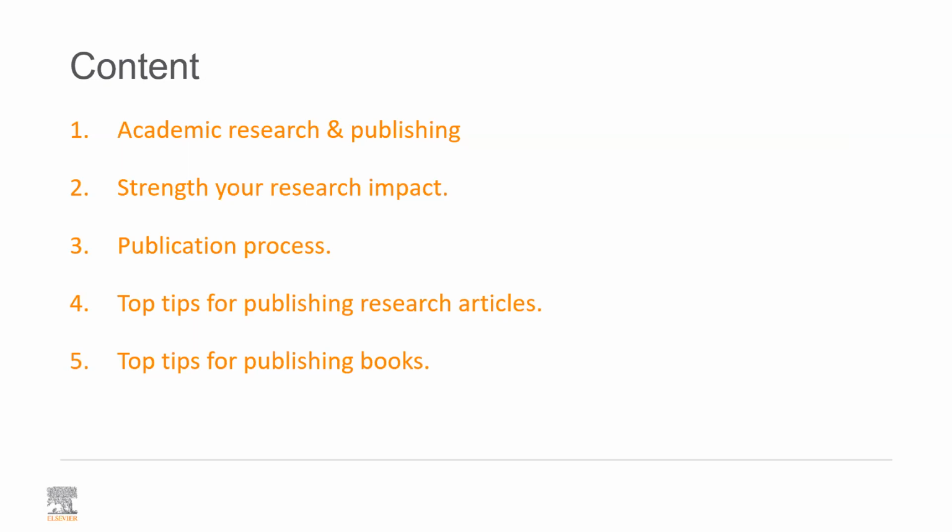So what about the content of today? We will go to the first topic, academic research and publishing. The second topic is how to strengthen your research impact. And we will go through the publication process, and then we will divide the publication process into two classifications: one for research articles, covering the top tips for publishing research articles, and the last topic of today, the top tips for publishing books. And we will see what exactly the difference is between the process of publishing research articles and publishing books.